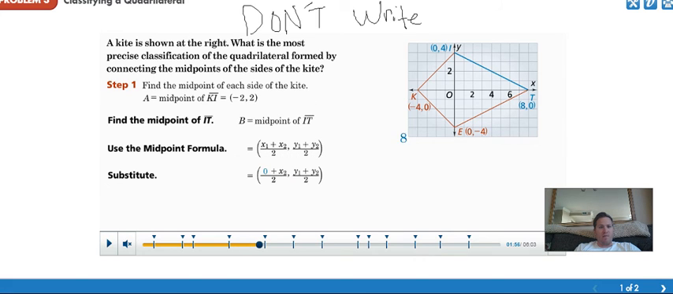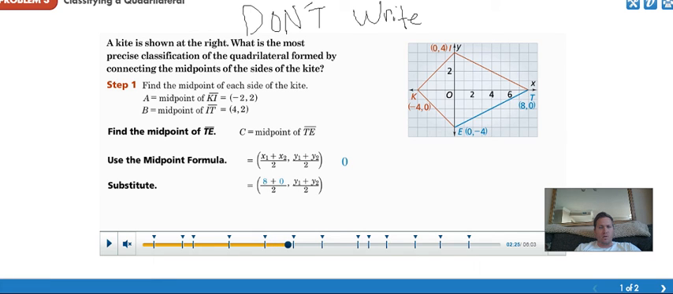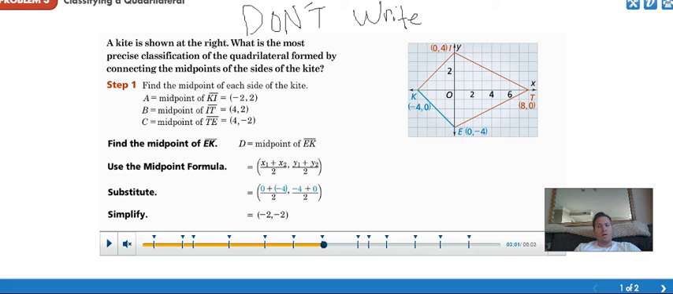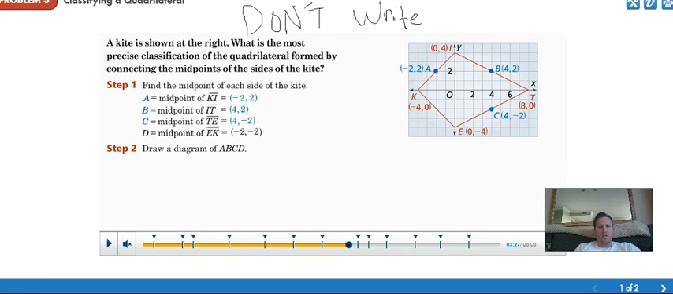It went right there, found the midpoint of those lines is 4, 2, found the midpoint of those, which is 4, negative 2, found the midpoint of K and E, which is negative 2, 2, and it plotted all those. So that's a lot of work right there. That's why we're not writing it down. We haven't talked about kites either.